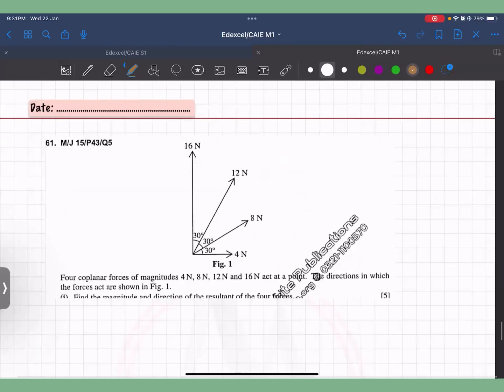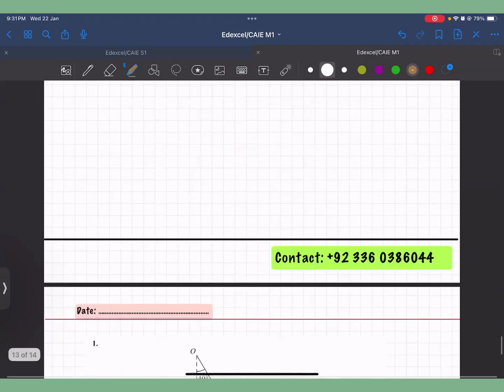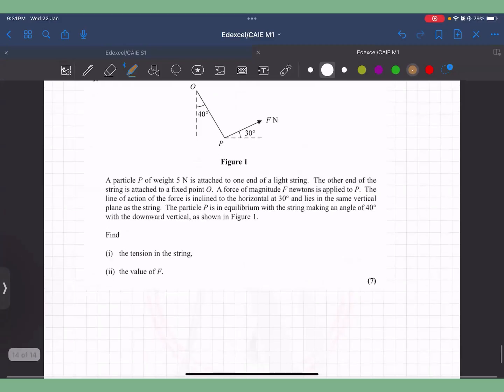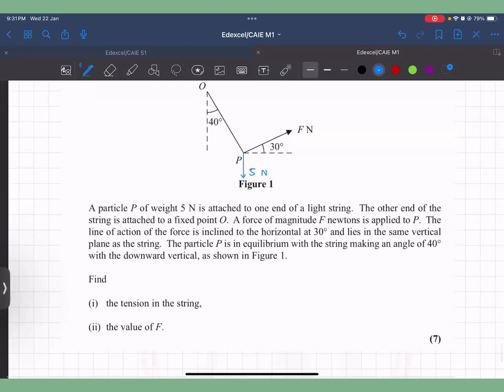We have this one also from 9709. We did two questions right now from 9709, so let's do a question for Edexcel M1. This is also very relevant. A particle P of weight 5 Newton. Look, they have given you the particle P, but they have not labeled it. So the weight force is acting downward from particle P, which would be 5 Newton, attached to one end of a light string. The other end of the string is attached to a fixed point O. That is a fixed point.